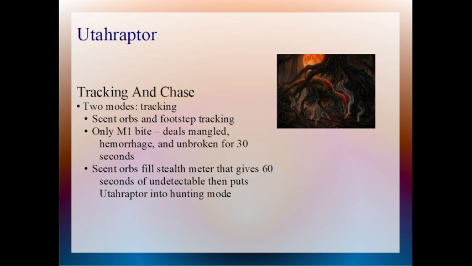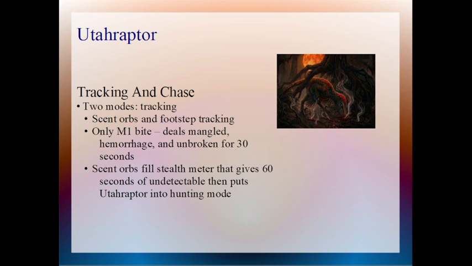So in tracking mode, you can only do M1 bites, but it will do mangled, hemorrhaged, and unbroken for about 30 seconds, something like that. Well, unbroken is for the 30 seconds, but the mangled and hemorrhage would last until healed, because it doesn't make sense to have mangled and hemorrhage and unbroken when you can't be healing. So they have to be at differing times, if you get what I'm saying. Otherwise, why have mangled and hemorrhage added on? So the mangled and hemorrhage lasts probably about twice as long. The unbroken is going to last 30.